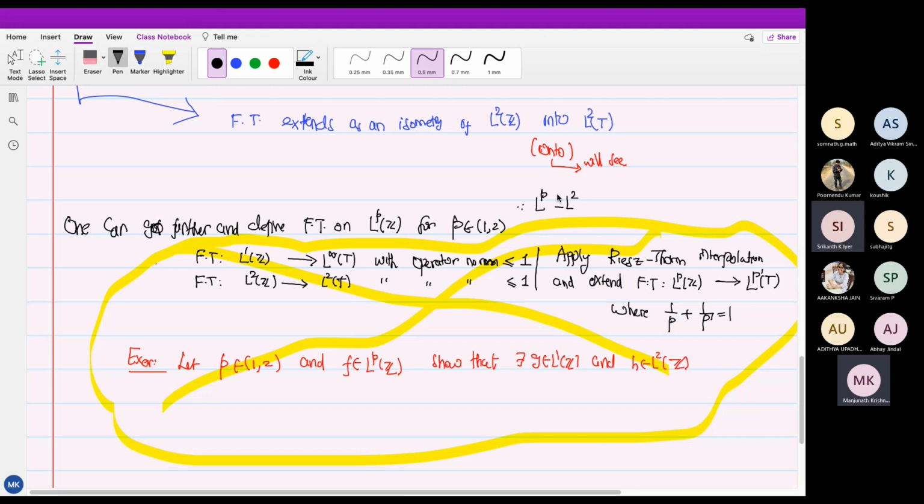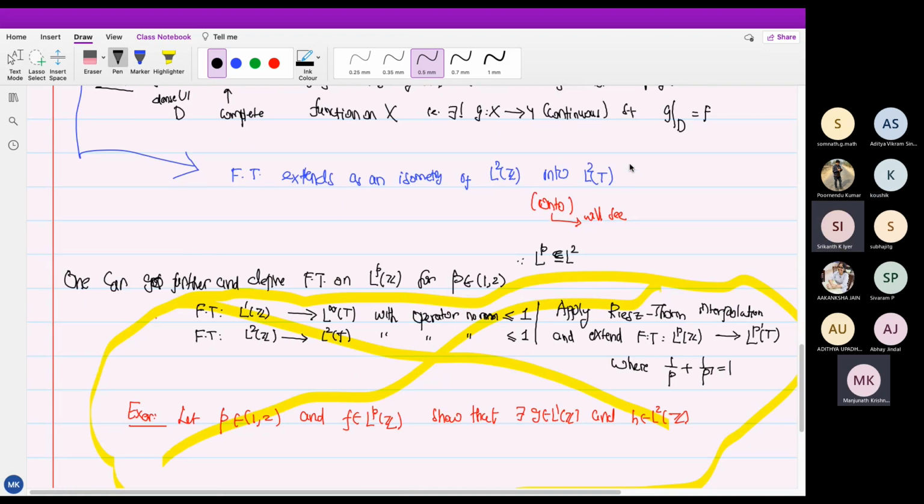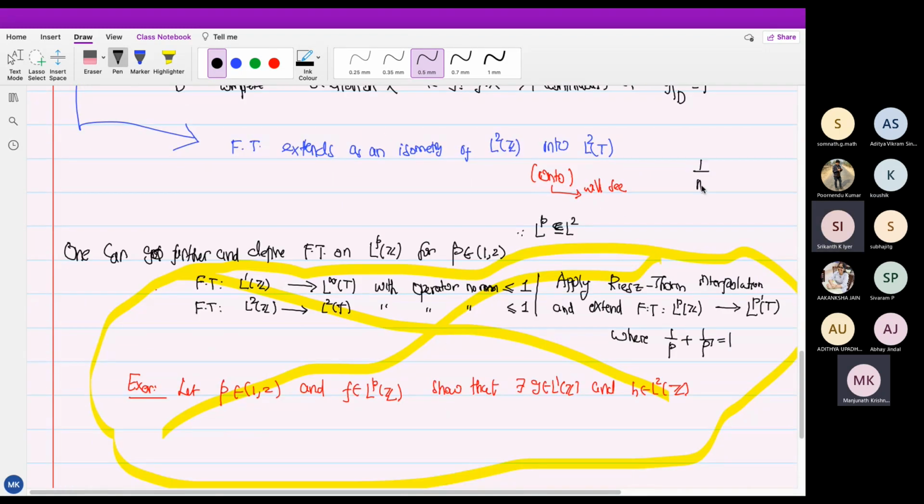Shrikant, this is what you said, right? The higher one will be... no, L2 is not contained in L1. That was the problem, right? So, for example, the sequence 1 by n belongs to L2 of Z, but not to L1 of Z. But if it's in LP, then it is in L2.